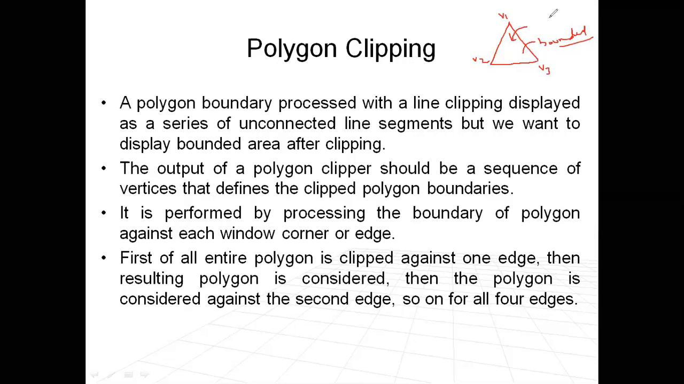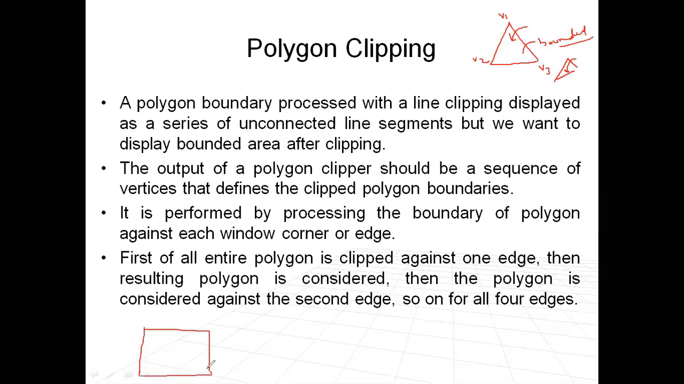If these lines are disconnected somewhere, then it will not be a bounded region, and we cannot fill a solid color or any kind of texture within it, so it cannot be shaded. So the first point in polygon clipping is that processing a polygon boundary with a line clipping displays a series of unconnected lines. As we have gone through, we have finished with the line clipping algorithm.